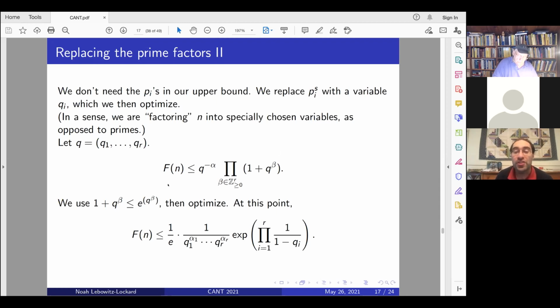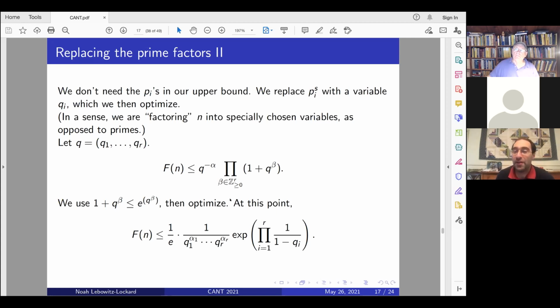So we get this much nicer upper bound for f of n that I think just feels a lot cleaner, simply because we're combining all these terms. But this is also better because it no longer references specific primes anymore. It references these R variables, which we now get to optimize. So before we could only optimize one variable, and that was the variable s in our Dirichlet series. Now we can optimize R variables, which gives us a lot more control.